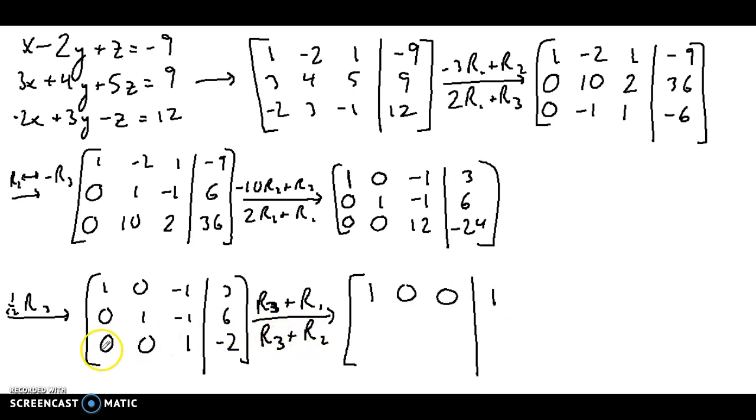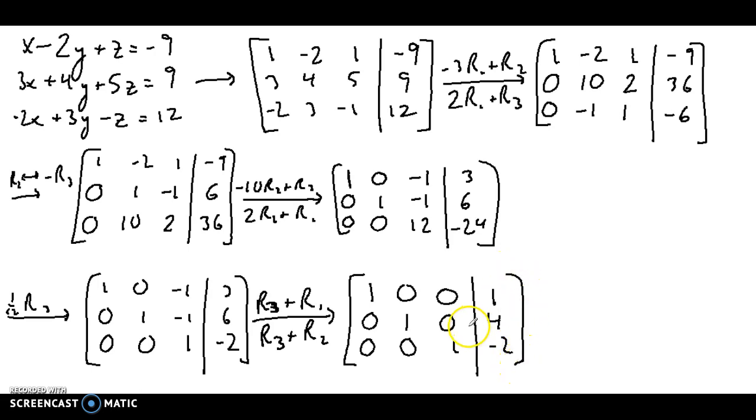Row 3 plus row 2. 0 plus 0 is 0. 0 plus 1 is 1. 1 plus negative 1 is 0. Negative 2 plus 6 is 4. And then, as we said, row 3 is not changing.